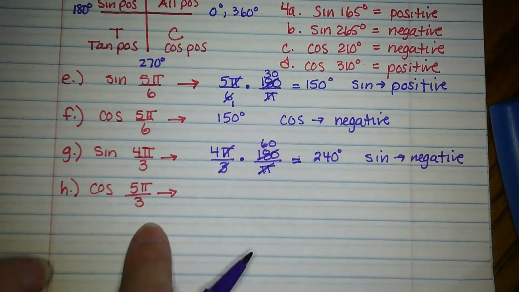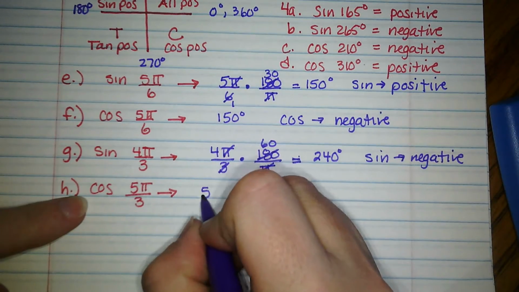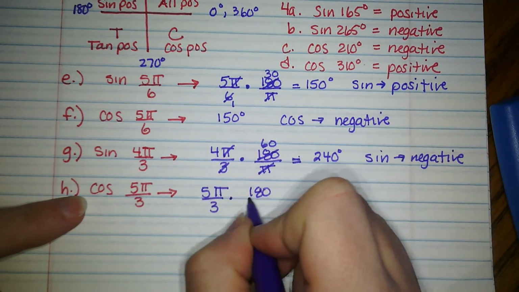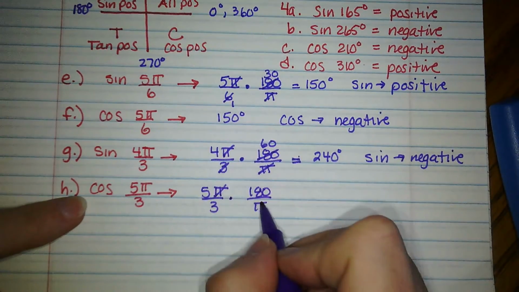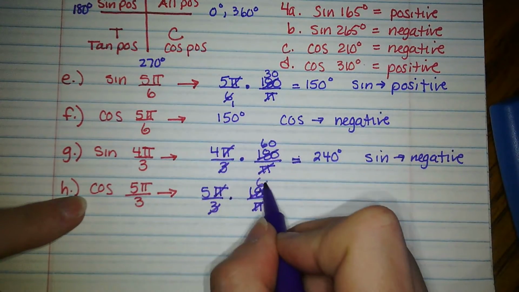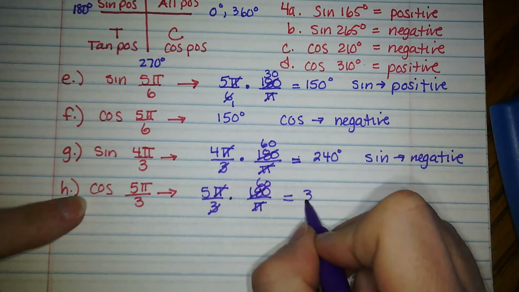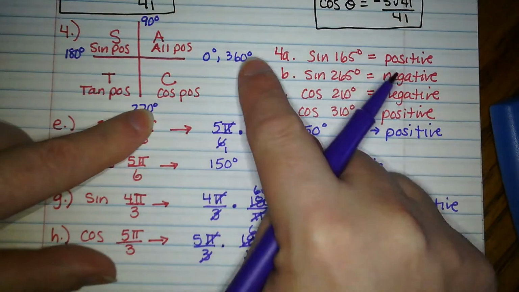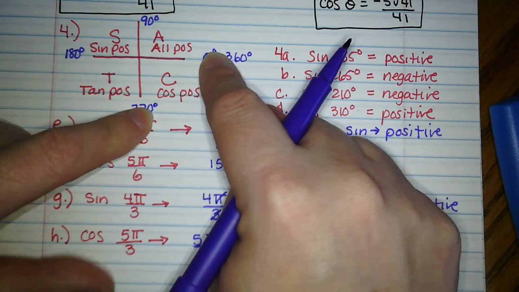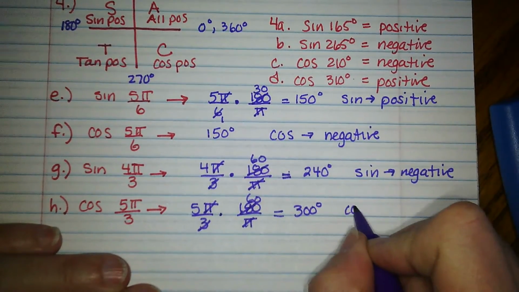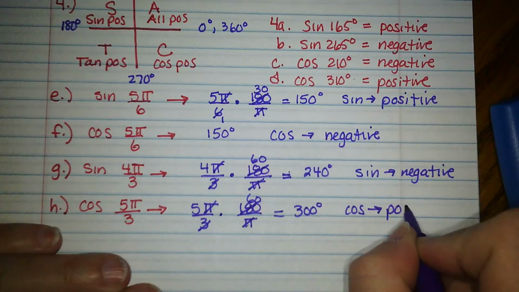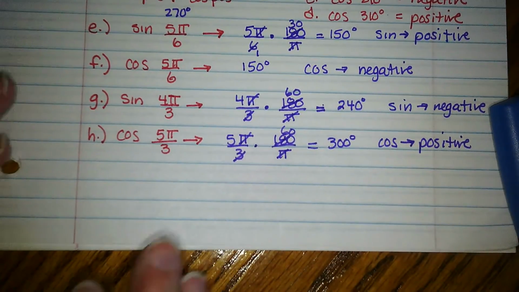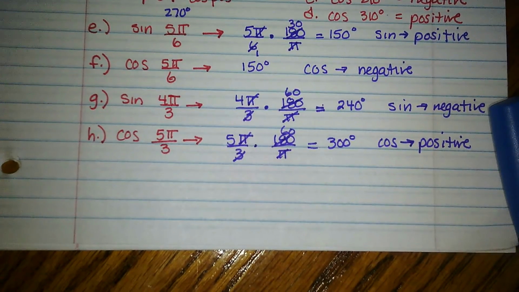And the last one is 5 pi over 3. So I'm going to take 5 pi over 3 and do a conversion with 180 over pi. And we're going to cancel these, and this is 60. And this is going to give me a 300 degree angle. 300 falls between 270 and 360, and that's where cosine is positive. Perfect. I'm going to go ahead and set up the last 4, and then we'll be done.